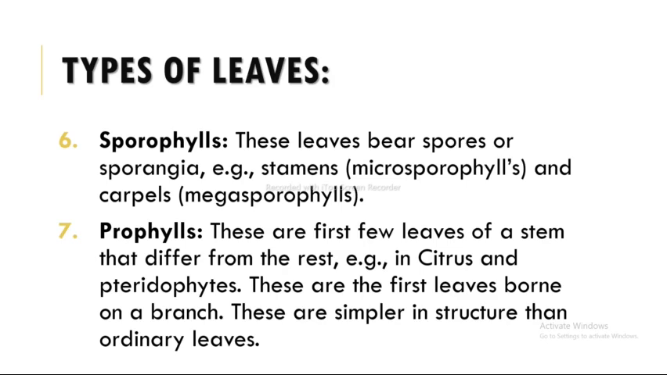Next type is the prophylls. Prophylls are the first few leaves of a stem that differ from the rest, for example, in citrus and pteridophytes. These are the first leaves which are borne on a branch, and these are simpler in structure than ordinary leaves.